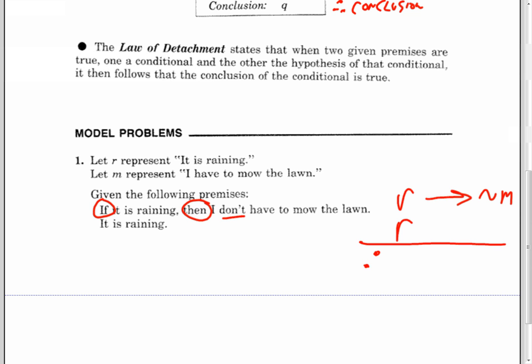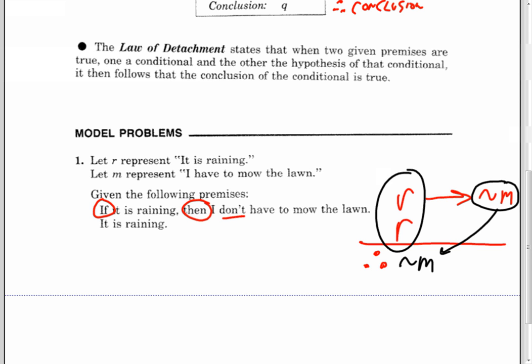And we will put, therefore, are these two the same? Well, that's the detachment pattern. So what should go down below? Negated M. It doesn't matter what is over here in the second half of the conditional. It could be a gigantic compound statement. Whatever's there, that is the conclusion.